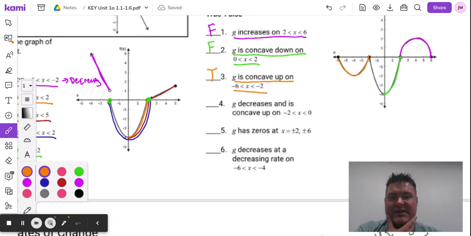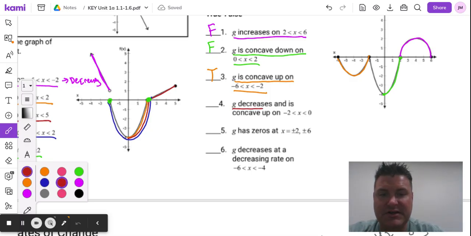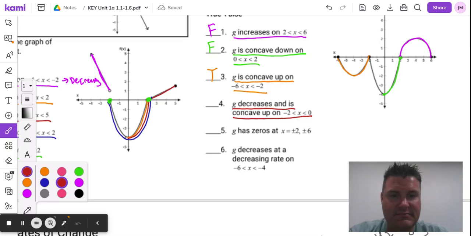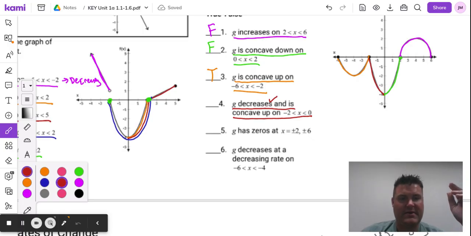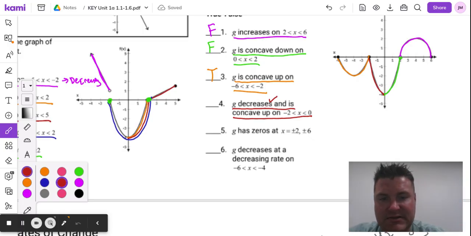Some compound ones. So we need these two statements to be true as we go through it. G decreases and is concave up from -2 to 0. So from -2 to 0 is right here in red. That decreases. I 100% agree. So decreases, that is totally great. Is it also concave up for that red part that I just drew earlier? Yes, that is concave up. Okay, it looks like half a cup. So that is indeed true as well. So we are true all the way through.